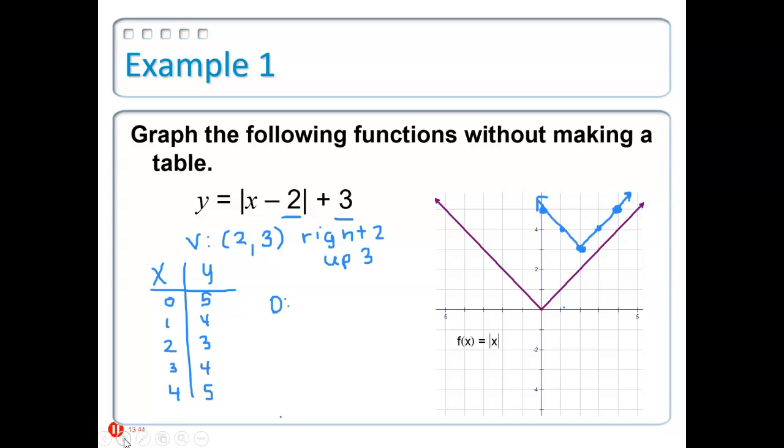Domain is always all reals, because those are like the free points when I ask you for the domain of an absolute value. Do not miss that. The range in this case has to do with the movement up. So now my range is y greater than or equal to 3.